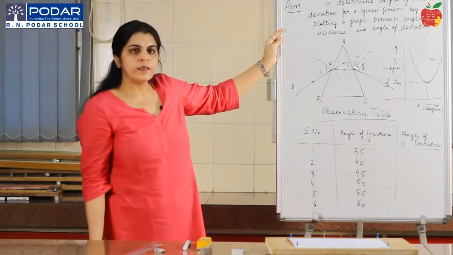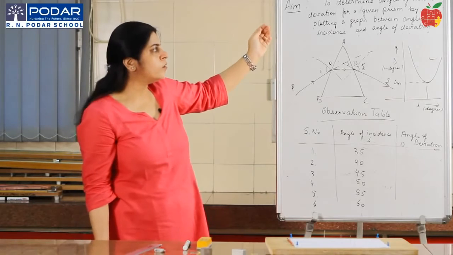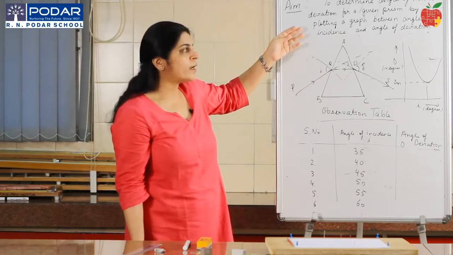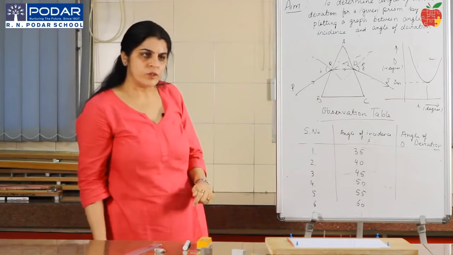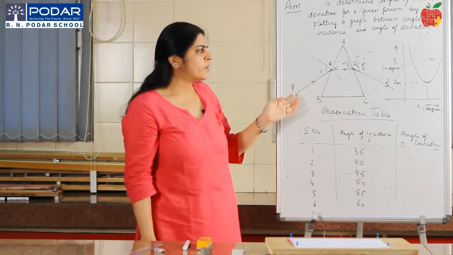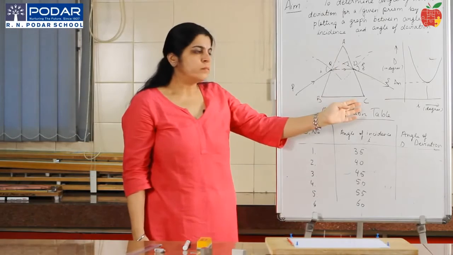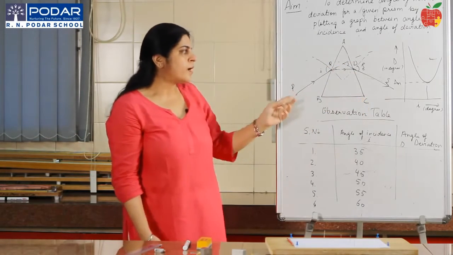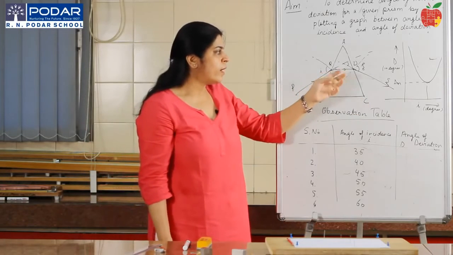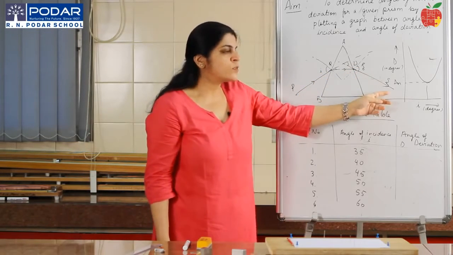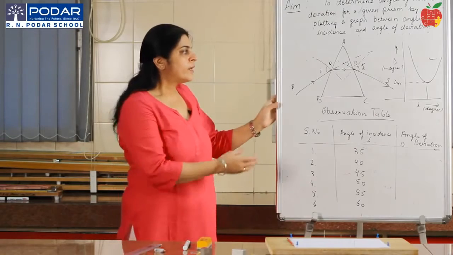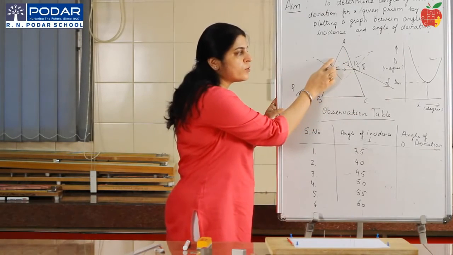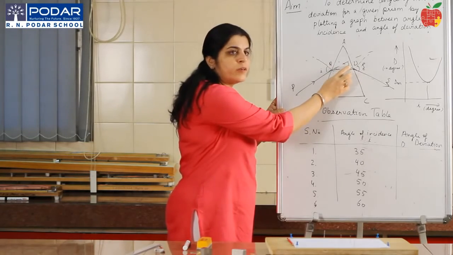Students, here our experiment is to determine the angle of minimum deviation for a given prism by plotting a graph between angle of incidence and angle of deviation. As we see in the figure, ABC is a prism, AB and AC are the two refracting surfaces, PQ is an incident ray, and RS is the emergent ray. The angle formed by the extended incident ray and the extended emergent ray is called the angle of deviation.